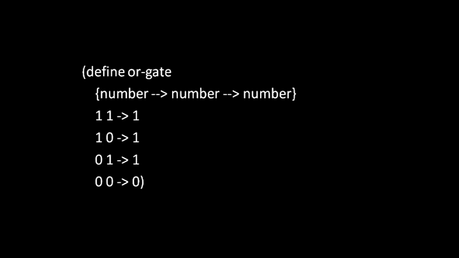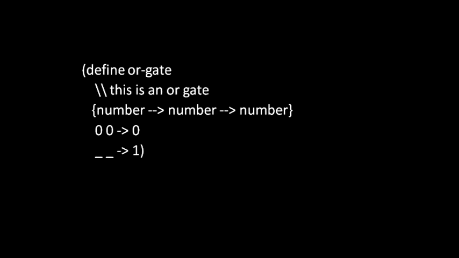Another form of gate is an OR gate whose table and symbol looks like this. And in longhand, the corresponding Shen function looks like this. Or in our shorthand version, like this. Notice we've put a comment in this code. Finally, an inverter has this table and definition.